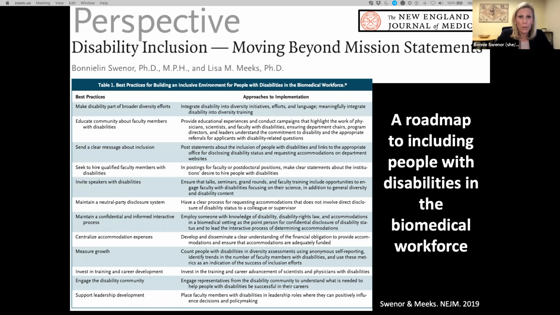One last, I think, important paper in this space that I had the opportunity to work on is, again, Lisa Meeks and I, who is my partner in all these efforts, wrote a perspectives piece in New England Journal called Disability Inclusion, Moving Beyond Mission Statements. And in this paper, we really intended to draw out a roadmap of how to include people with disabilities in the biomedical workforce. These are discussions that we have observed largely were not happening. People don't know how to do it, and that's part of the barrier to why we're not including people.